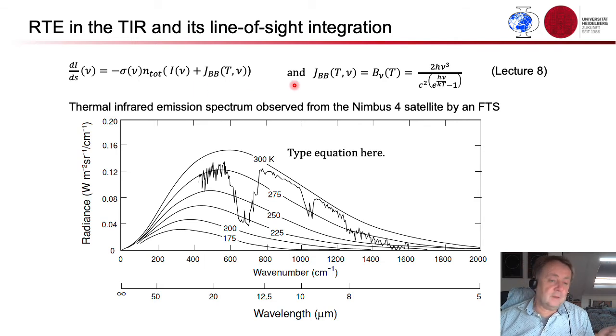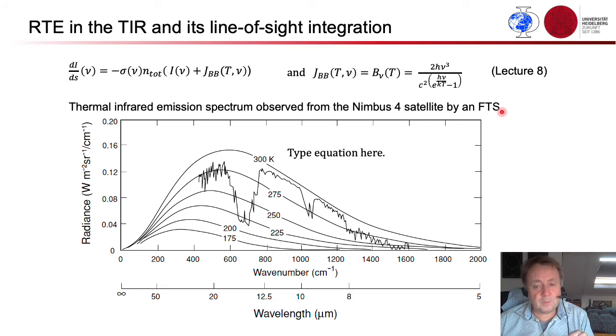Obviously we want to solve that differential equation. We want to solve that to get the radiance at a certain position in a certain direction, and we want to do that to understand measurements. And here we see one measurement for the geometry of a satellite in orbit looking down to the Earth.